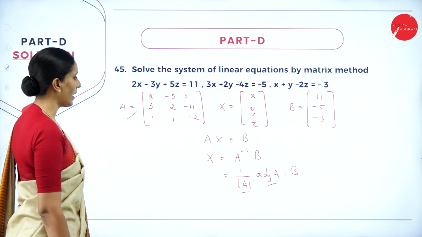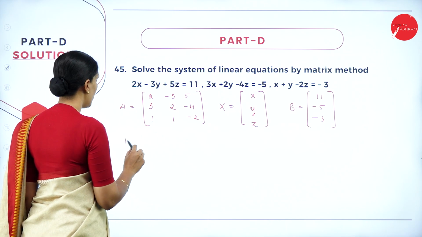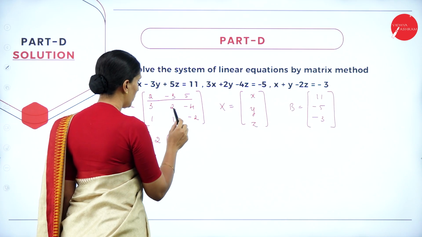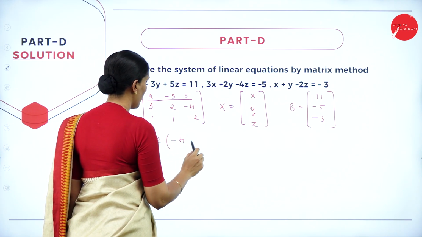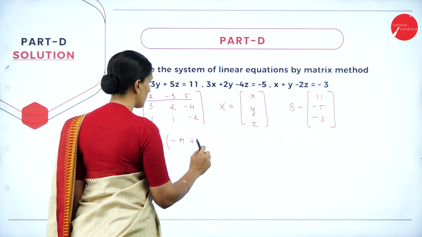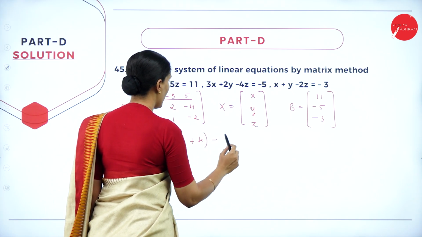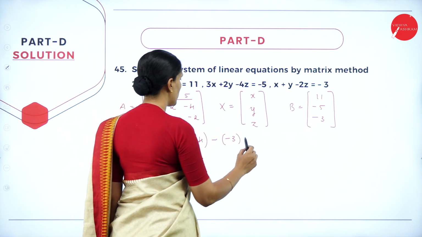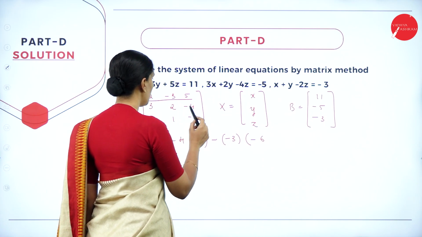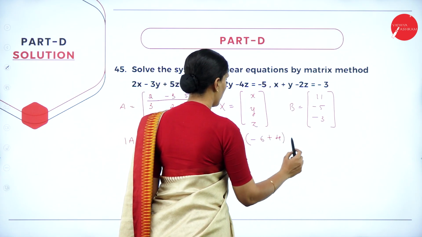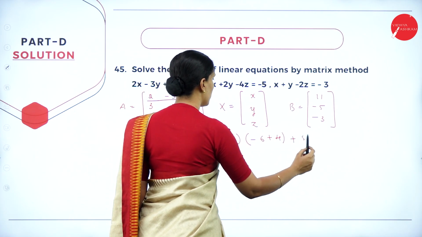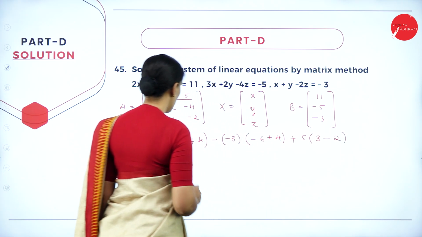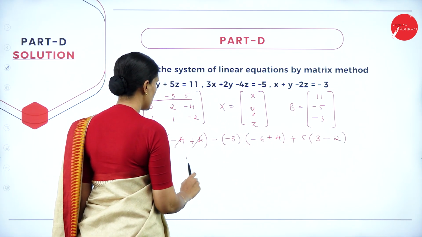So now first let us find determinant A. So now determinant A is equal to, I'm taking the first row, 2 into minus 2, minus 4, minus 1 into minus 4 is minus 4, which is plus 4. Next we have minus of minus 3. So 3 into minus 2, minus 6, 1 into minus 4, plus 4, plus 5. So we have 3 into 1, 3, minus 2. So here it cancels, so this is 0.